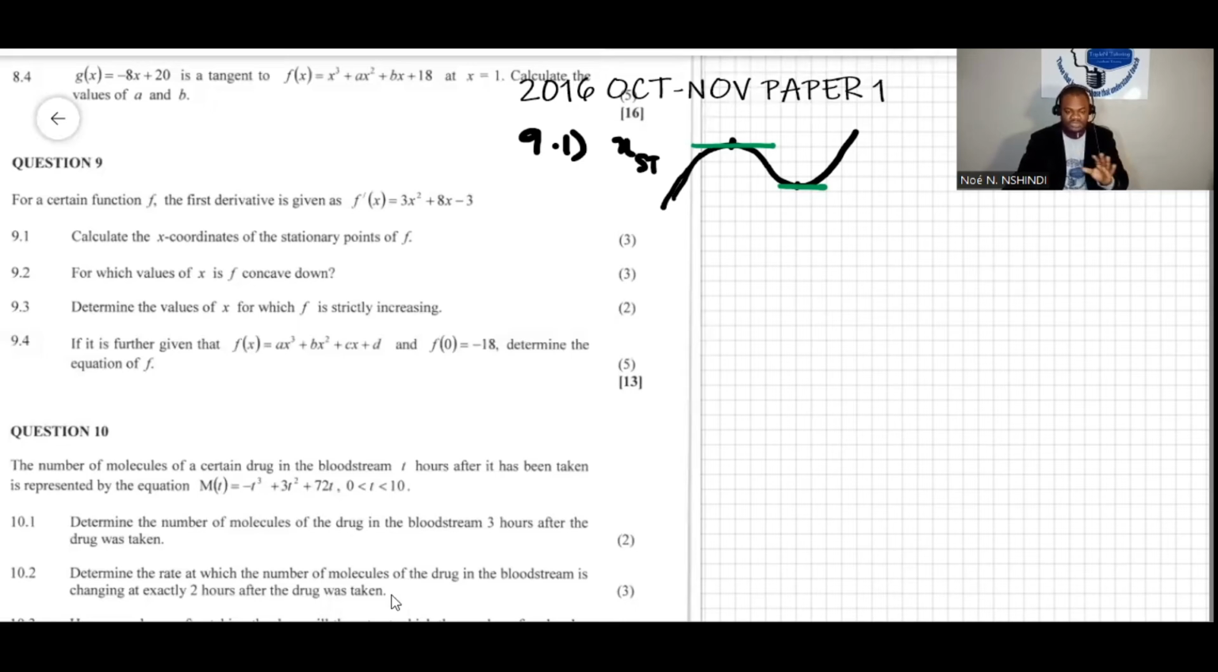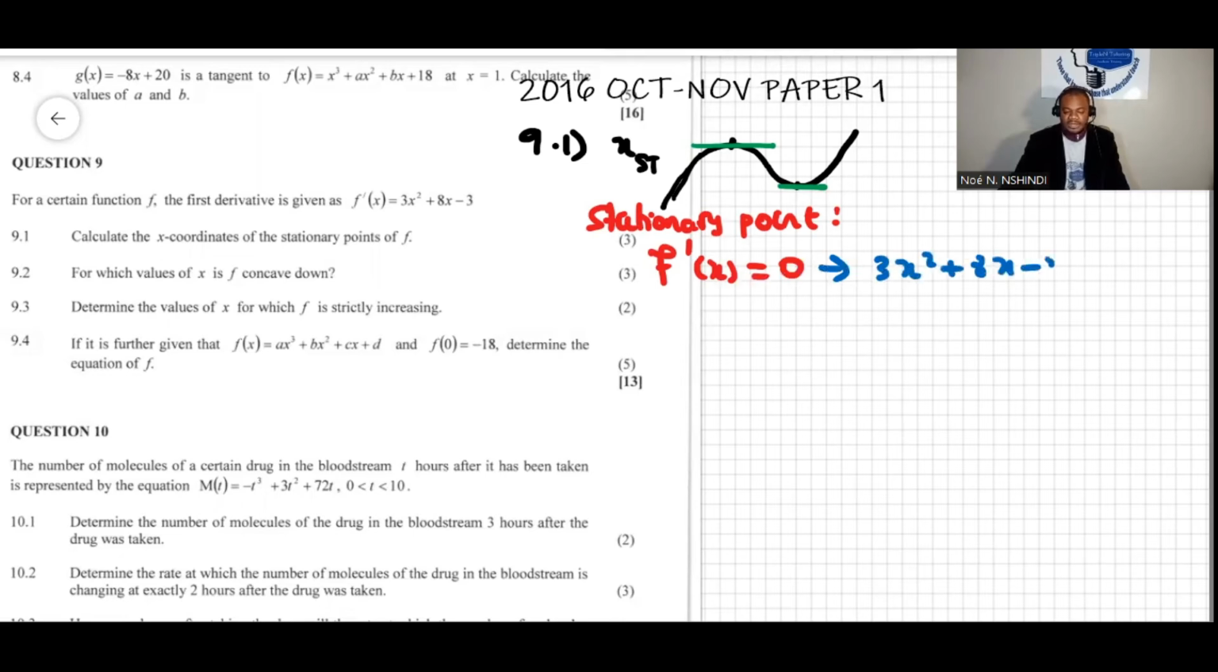Okay, in short here, we just want to say the stationary points will be where the derivative of the function equals 0. So over here, stationary point means that f prime of x equals 0. So now we will write here 3x squared plus 8x minus 3 equal to 0. Okay, this is what was given.